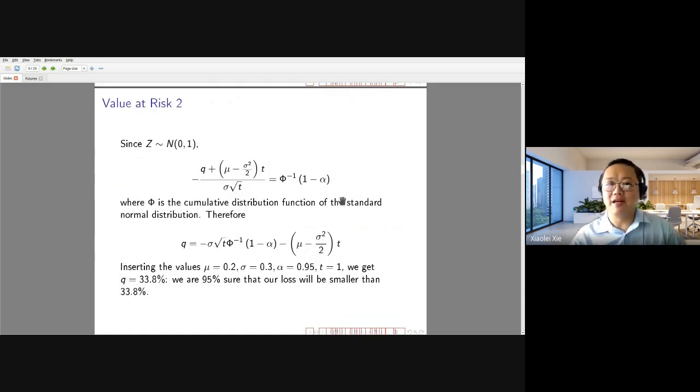And the symbol here, phi, is the cumulative distribution function of the standard normal distribution. So if we plug in those model parameters, we'll see that we are actually taking a risk, as measured by value at risk, of 33.8%, meaning we are 95% sure that our loss will be smaller than 33.8%, meaning there's actually a 1 out of 20 chance that this loss will be greater. So it's in fact a pretty risky investment.